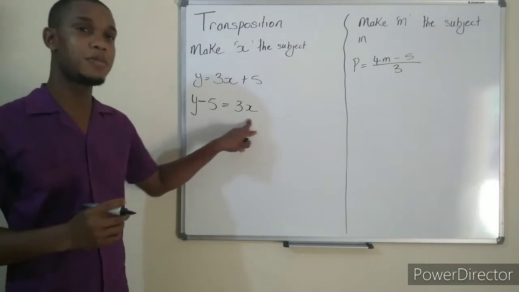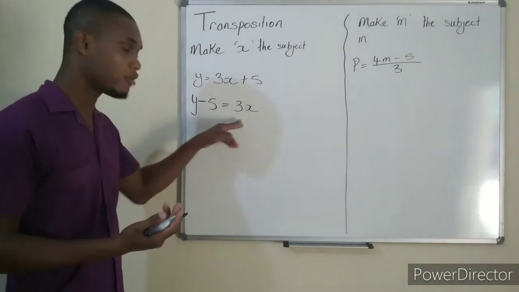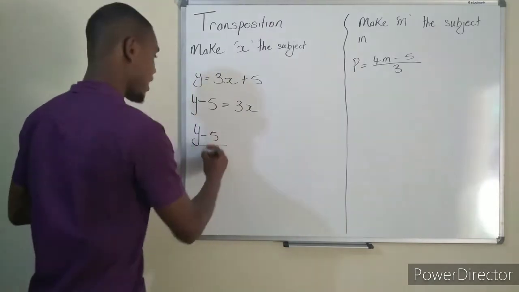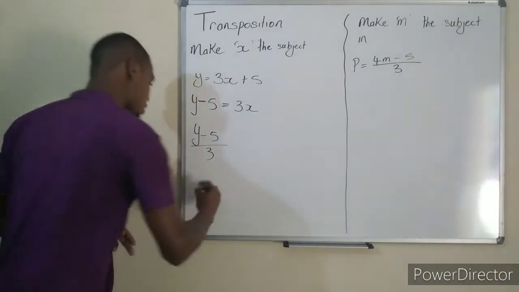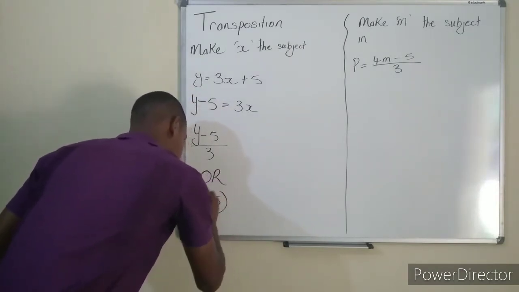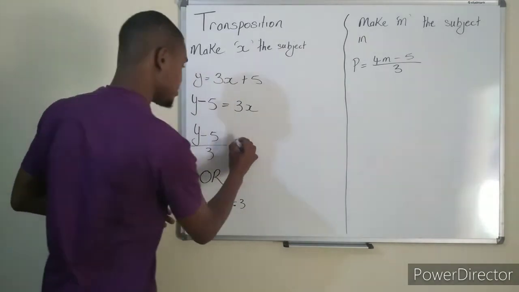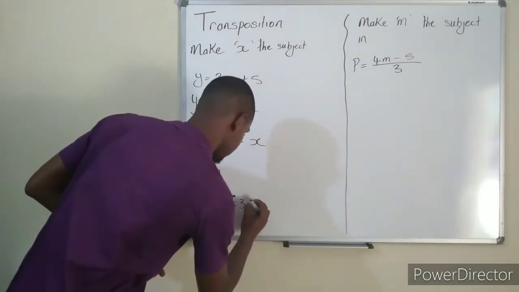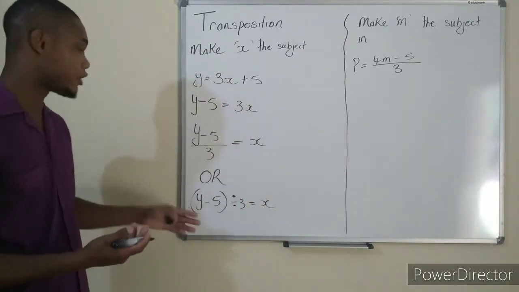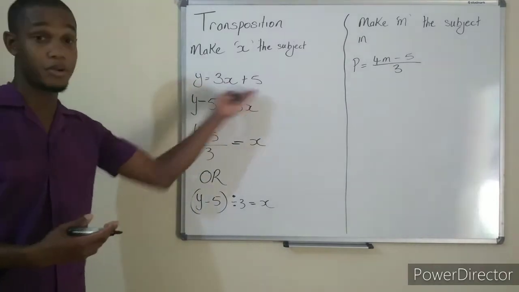Now, because x is being multiplied by 3, the opposite of multiplying is dividing. So you will have to divide the opposite side by the coefficient, which is 3. So you'll just write y minus 5 divided by 3. You can write it as a fraction, or if you want, you can simply say y minus 5, put it in a bracket, and say divided by 3. They are both the same thing, and this would be equal to x. So you don't have to worry, the writing here or this, they are the same thing. So that's how you transpose a simple equation like this.